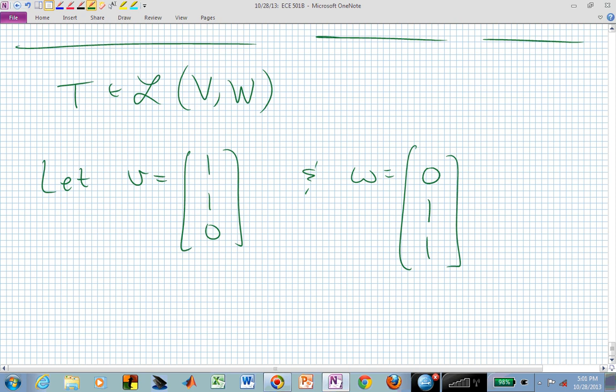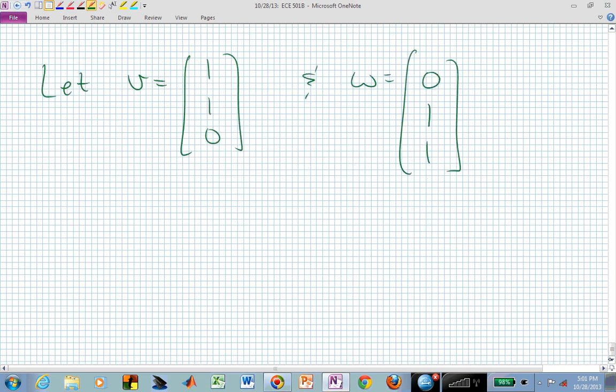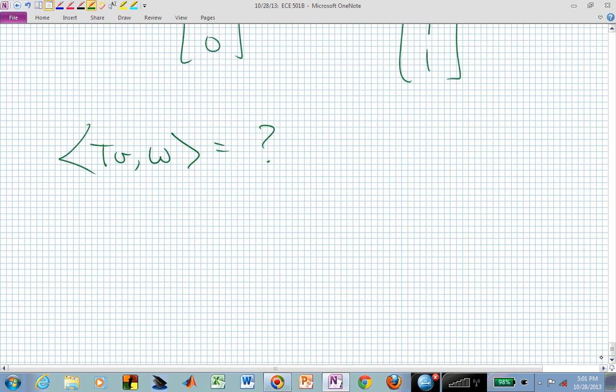So if I looked at T(V), inner product with W, where's that going to put me in this? Well, what do we know? That's going to give me a scalar, isn't it? That's just going to give me a number. And it's going to be a real number because I'm playing with the real field. But where does T(V) take me?